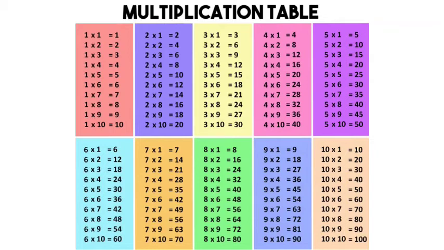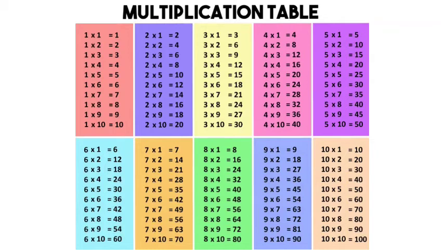7 1s are 7, 7 2s are 14, 7 3s are 21, 7 4s are 28, 7 6s are 42, 7 7s are 49, 7 9s are 63. Sorry, it's wrong. Once again, tell me.